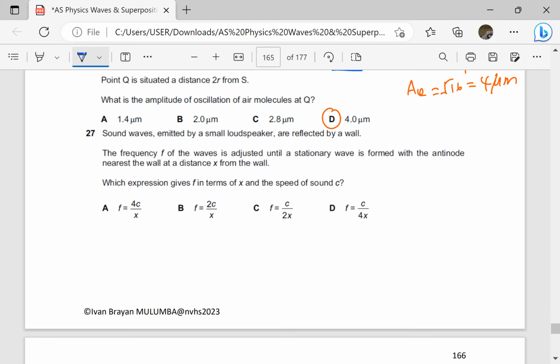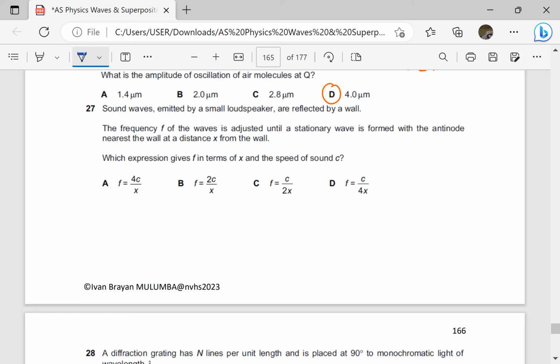Sound waves emitted by a small loudspeaker are reflected by a wall. The frequency f of the waves is adjusted until a stationary wave is formed with the antinode nearest the wall at distance x from the wall. Which expression gives f in terms of x and the speed of sound c? Sound waves emitted by a small loudspeaker are reflected by a wall. The frequency f of the waves is adjusted until a stationary wave is formed with the antinode nearest to the wall at a distance x from the wall.